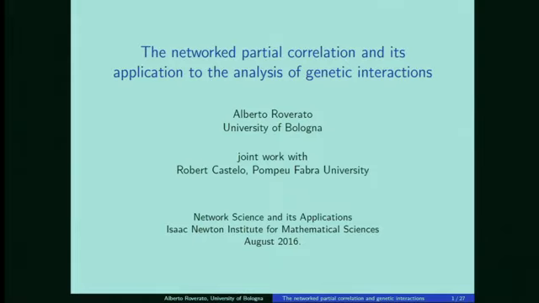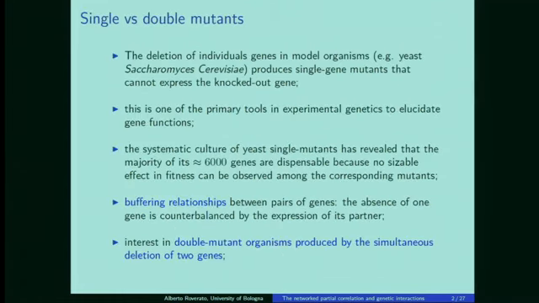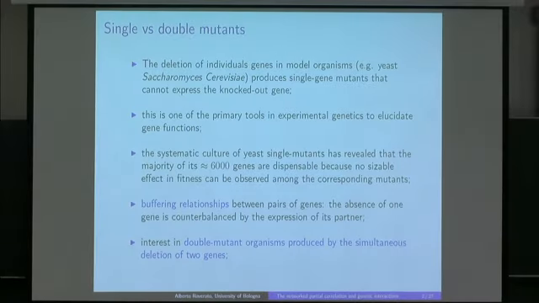Well, the title of the talk is the networked partial correlation and its application to the analysis of genetic interactions. So I would like to start by explaining what a genetic interaction is. When biologists want to understand the function of a gene, what we typically do is knock out the gene, so they silence it, and in this way they produce the so-called single gene mutant. Since this gene cannot express itself, we can somehow understand the function of the gene.